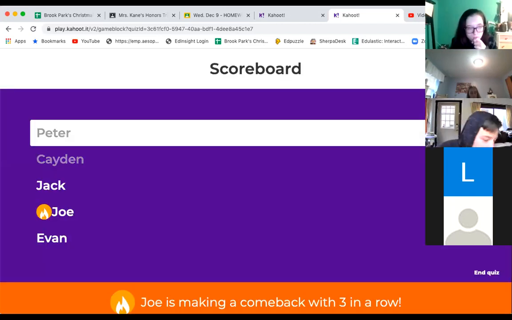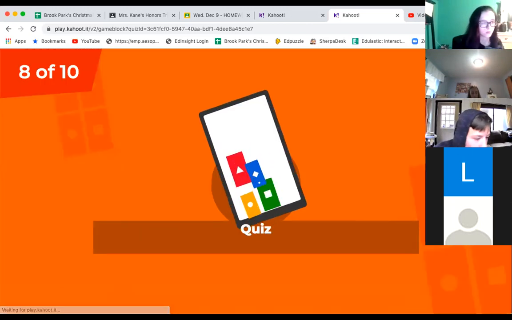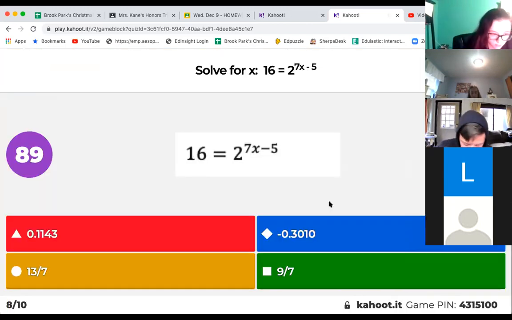All right, we're going to do one more. Ooh, Jack's taking the lead. All right, so this will be the last one. This is now an exponential equation. So you see each kind of equation.